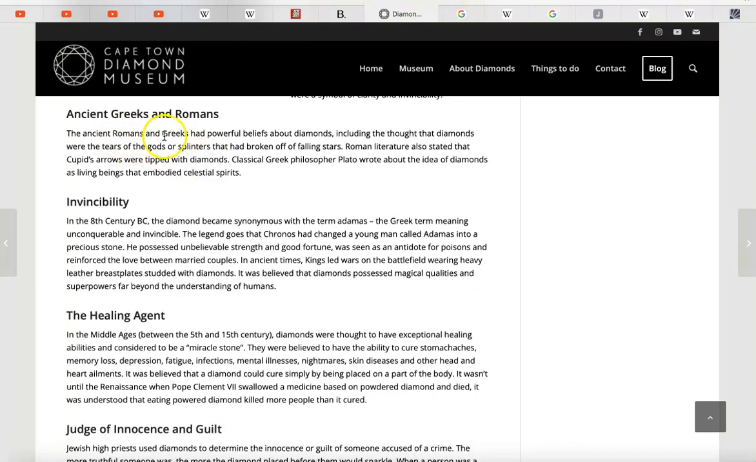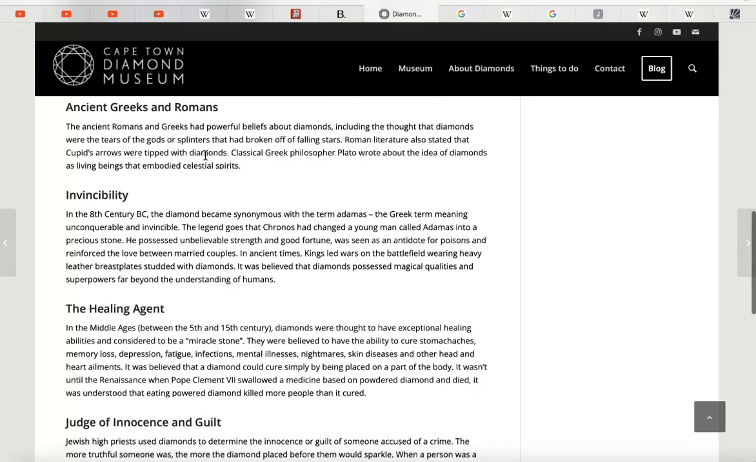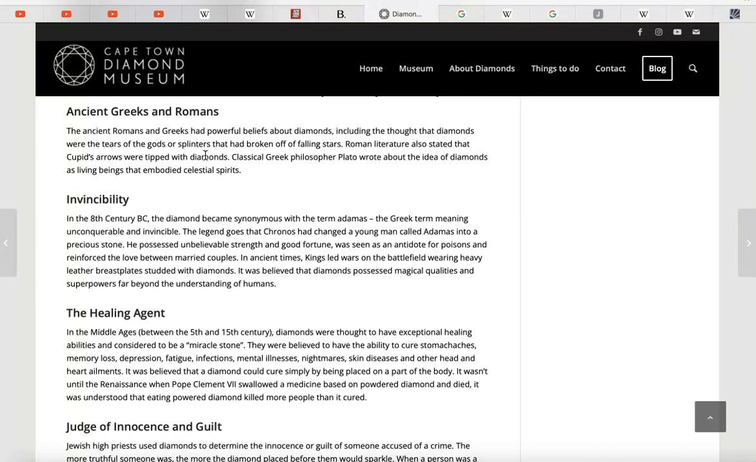"Ancient Greeks and Romans. The ancient Greeks and Romans had powerful beliefs about diamonds, including the thought that diamonds were the..." Did I already read this? These people need to get their shit together and be more original. I hate plagiarists. I really do.